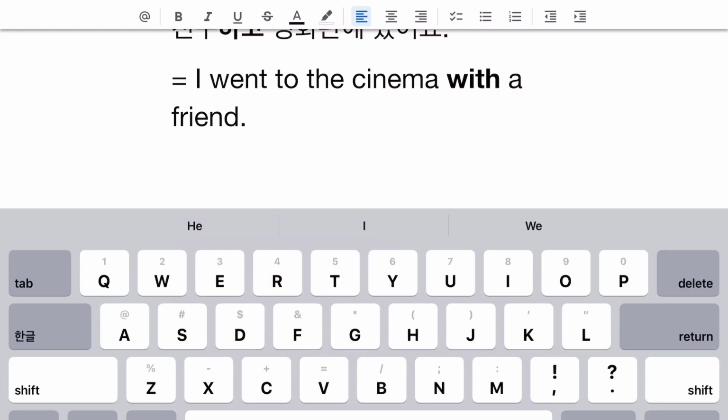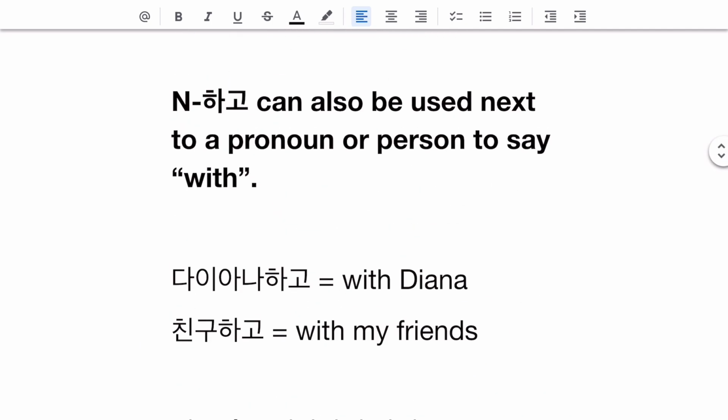So the next section is talking about "with." Like I said, you can also use 하고 right next to a pronoun like I, you, she, he, or just a person or a person's name to say "with." For example, Diana, Diana하고, 친구하고, with Diana, with friend.